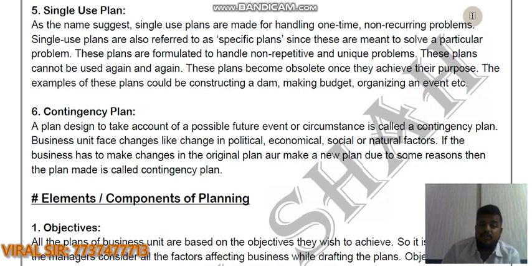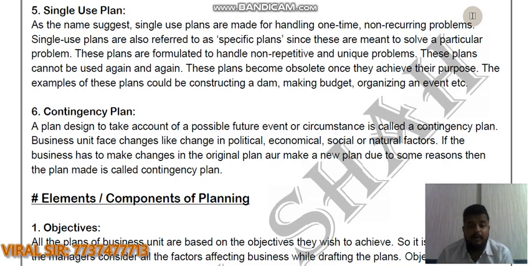Business units face changes like changes in political, economical, social and natural factors. If the business has to make changes in the original plan or make a new plan due to some reason, then the plan made is called a contingency plan. So we can say the changes made in the original plan due to external factors may also be known as a contingency plan. So these were the 6 types of plan.